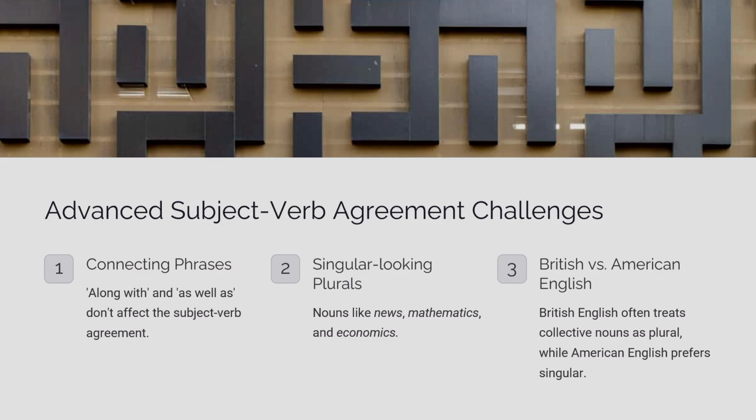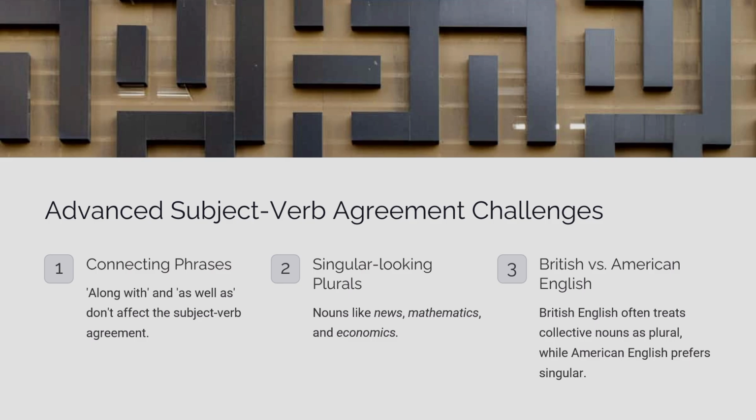Okay, so collective nouns like team, staff, and family can take either singular or plural verbs depending on whether the group is acting as a single unit or as individuals. However, there is a regional difference here. Okay, so in American English, collective nouns generally take singular verbs, as in the team is winning the game.